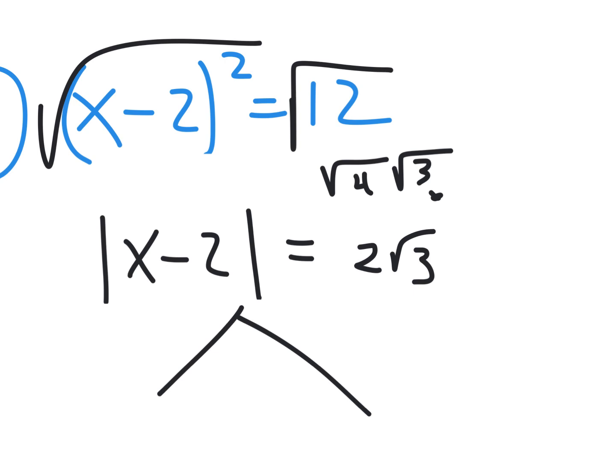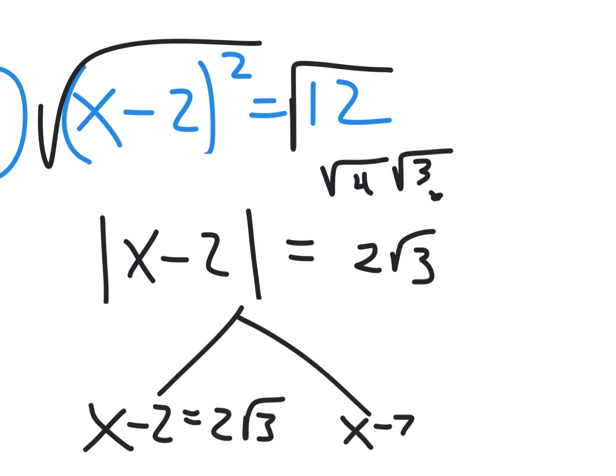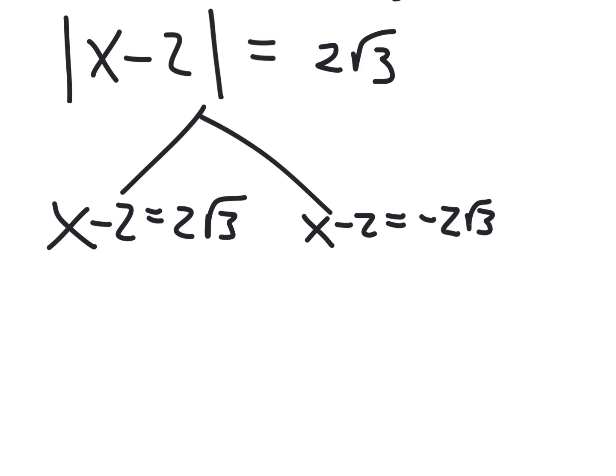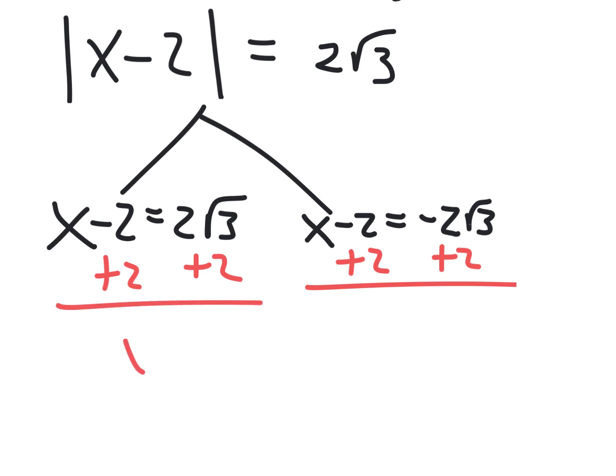Split normal so that it would be x minus 2 equals 2 times square root of 3. Perfect. x minus 2 equals negative 2 times square root of 3. Perfect. And everybody can hopefully finish it from there. I'm totally good with you jumping to the end and putting them both together.